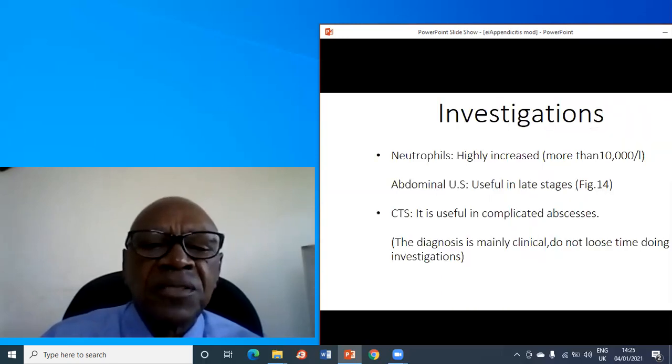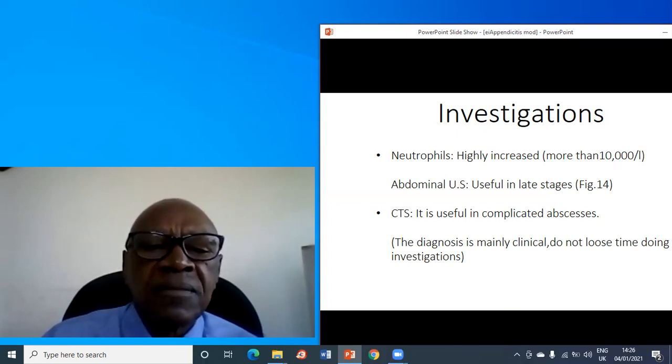Investigations. Neutrophils are highly increased. Abdominal ultrasound is useful in late stages. CT scan is useful in complicated abscesses. The diagnosis is mainly clinical. Do not lose time doing a lot of investigations. Ultrasound showing an abscess in slide 14.